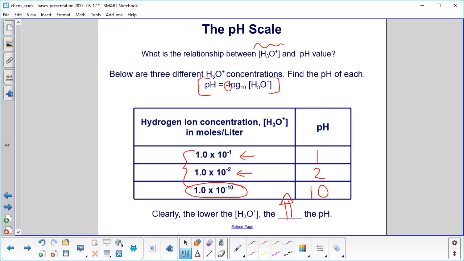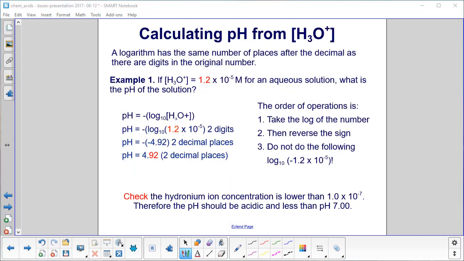A logarithm has the same number of places after the decimal as there are digits in the original number. So here's our original number. This is our concentration of hydronium ions, and we want to find the pH. So we have our pH formula. We put in our concentration right here. And you can see there are 2 digits, 1 and 2. We take the log base 10 of that, and we're going to write negative 4.92.